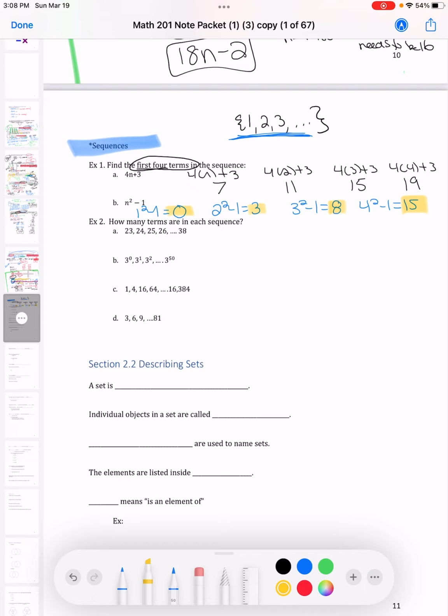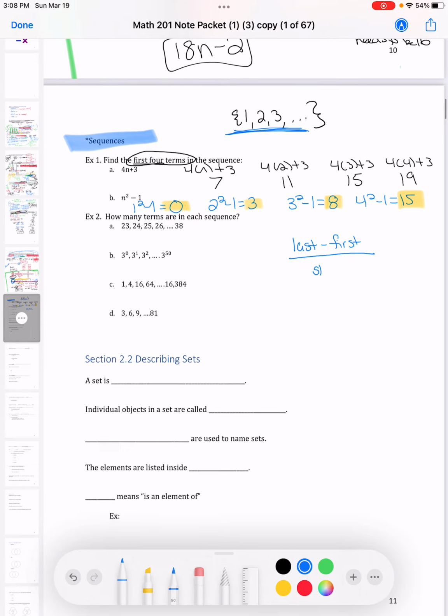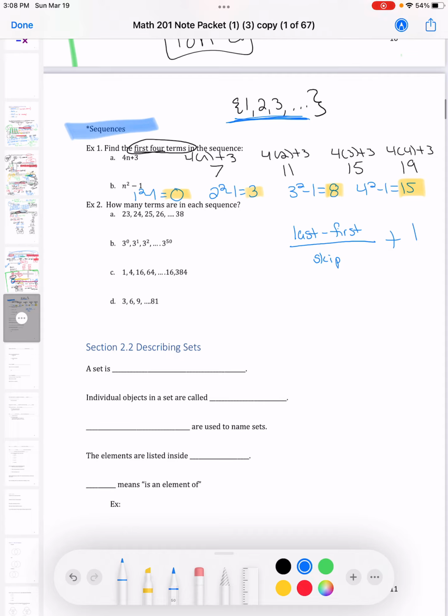And the last thing is to figure out how many terms are in a sequence that I give you. We actually already saw this when we did the Gauss sum. It is the last number minus the first number, divided by what we're skip counting by, plus 1. So we already saw that one time. I'll show you how it works up here with A. So I would do 38 minus 23. We're just counting by ones in this case, plus 1.